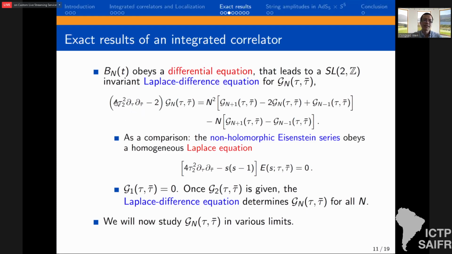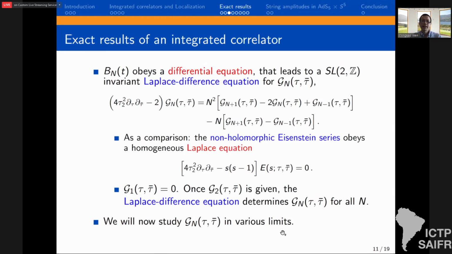I should emphasize that this Laplace operator is SL(2,Z) invariant. So this equation is an SL(2,Z) invariant equation. Just as a comparison, the well-known non-holomorphic Einstein series obeys a much simpler Laplace equation, which takes this form. As I already said, since it's a kind of recursion relation, once the initial data is given, say the integrated correlator for SU(2) theory, then you can use this equation to determine all the correlators for arbitrary N, since we know the boundary condition from perturbation theory.